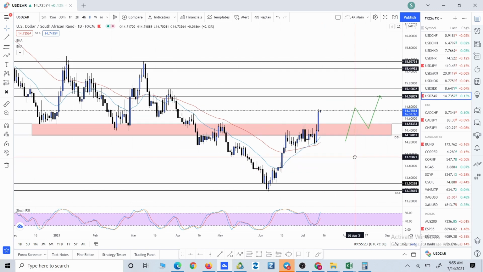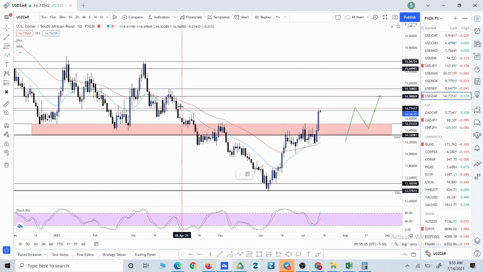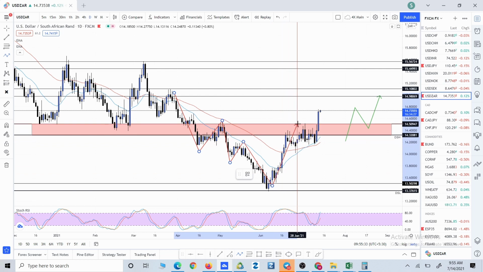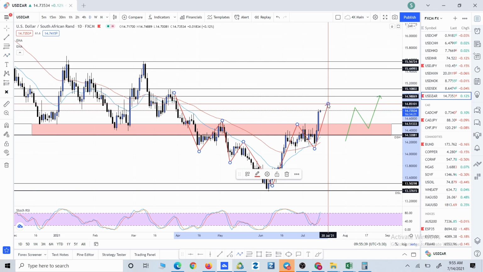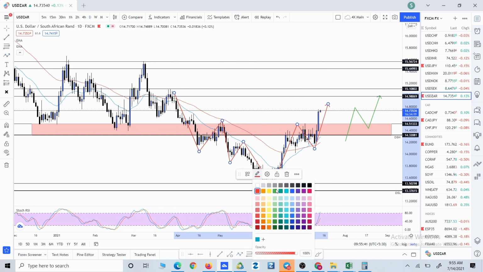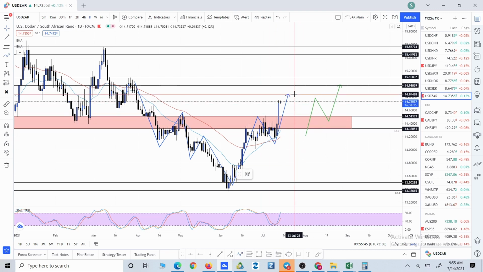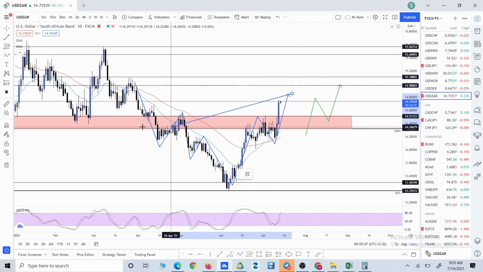Now USD ZAR, guys, as we can see, we are continuously making lower lows and lower highs, but now we have broken above the previous high. So starting from here, we have the low, high, lower low, lower high, lower low, and then we broke above the previous high, made a higher high, and now we have a higher low. So we are waiting for a higher low in a strong confluence zone.